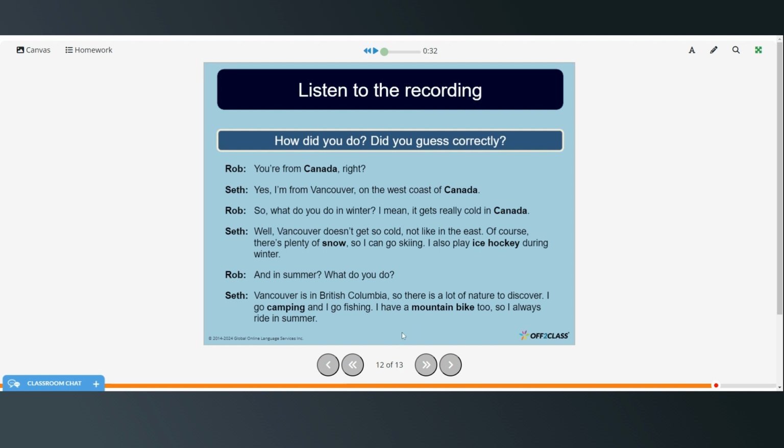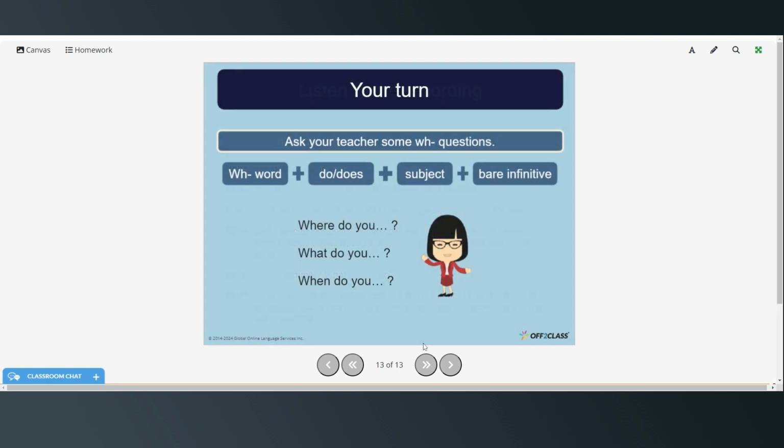So he said he had a mountain bike. Oh, we just said bike. All right, so now you can try to think about some questions that you can ask. Things like, where do you live? Where do you work? What do you do in the summer? When do you go to sleep? When do you wake up? So just see if you can write some questions, so you can practice this sentence structure for the WH questions.